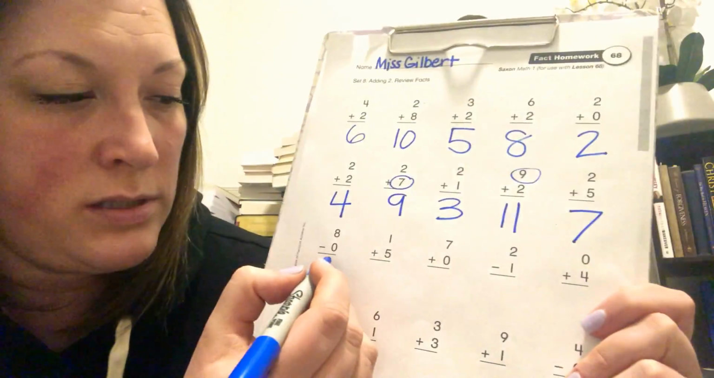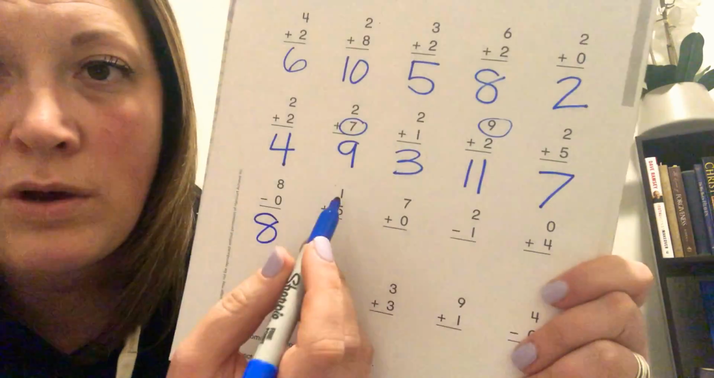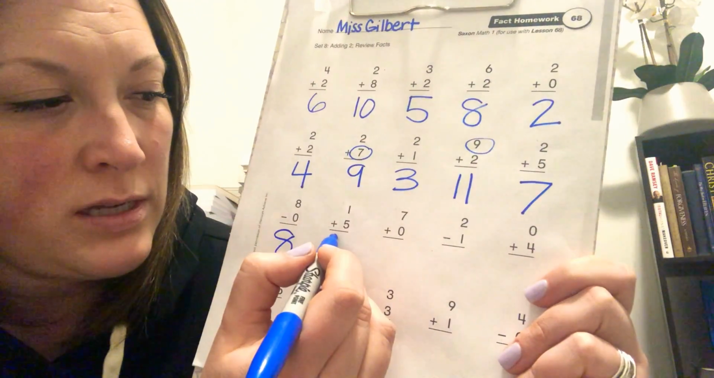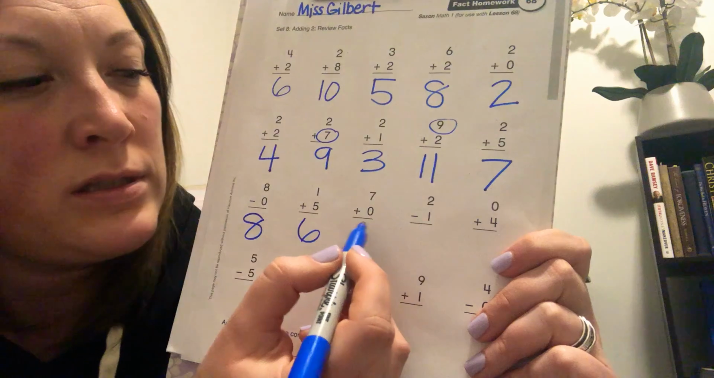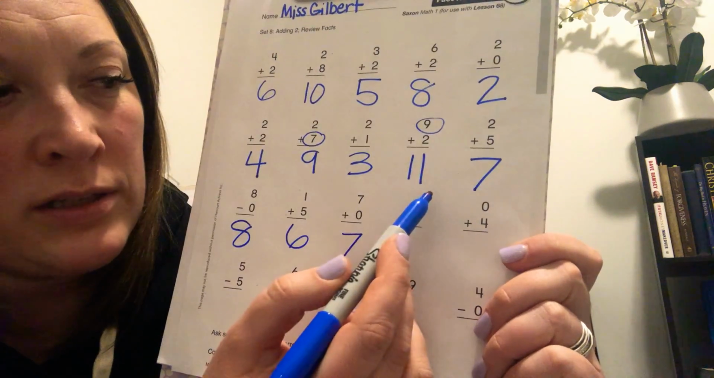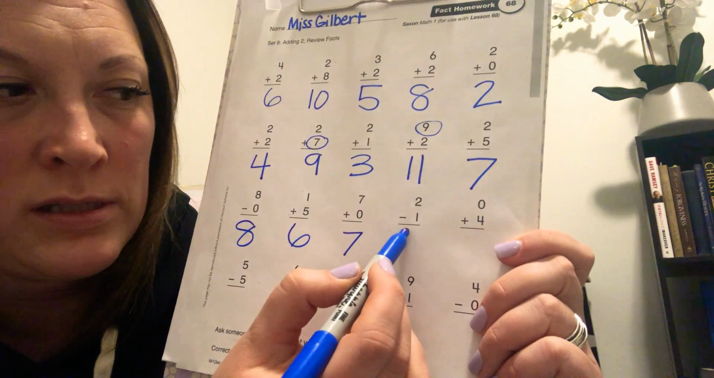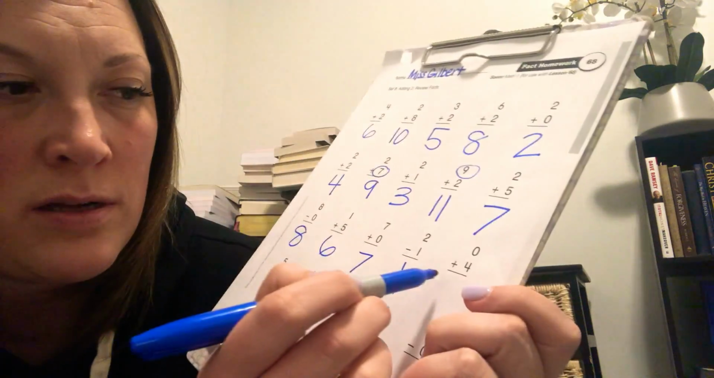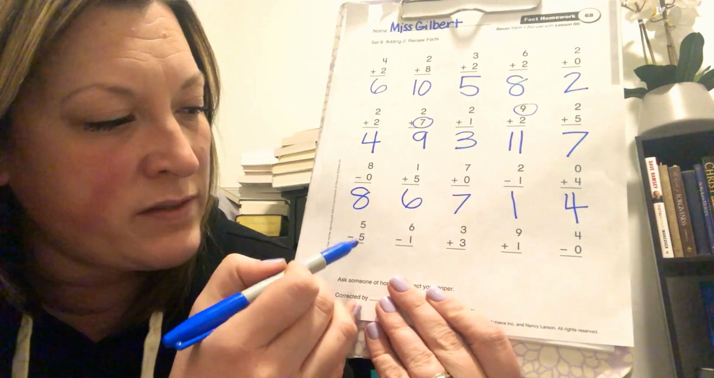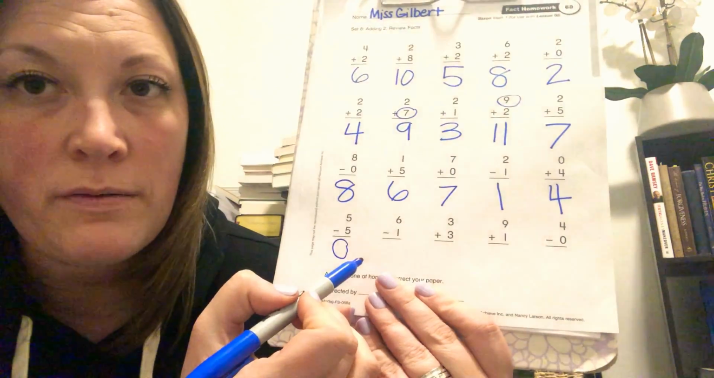Third row. 8 minus 0 equals 8. 1 plus 5 equals 6. 7 plus 0 equals 7. 2 minus 1 equals 1. 0 plus 4 equals 4. Last row. 5 minus 5 equals 0.